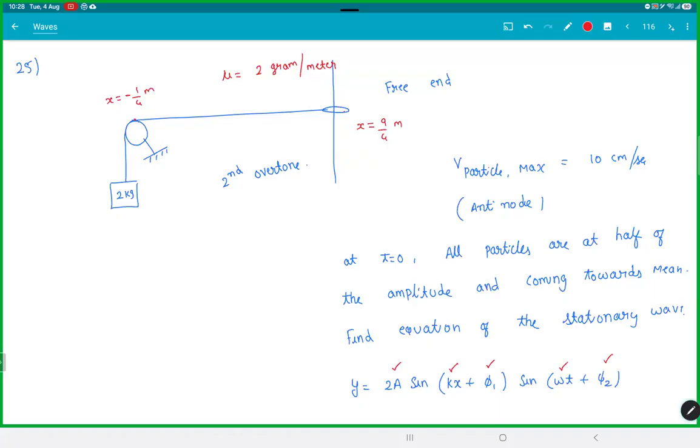Finish off, last one for the day. And with this, we'll be done with the waves on a string. Next class, we'll start off with sound waves. If you have understood waves on a string, sound waves 60-70% matches. So there it will be a breeze.